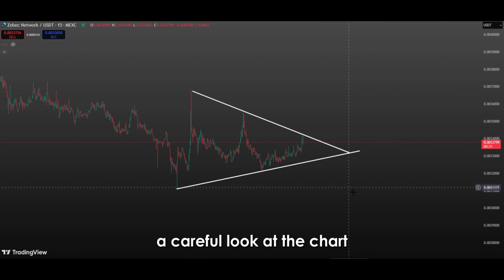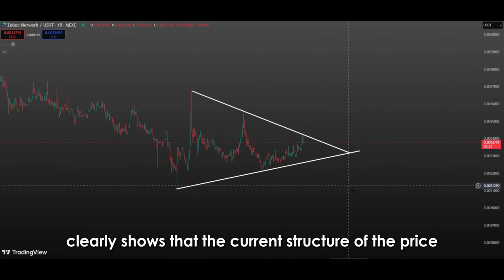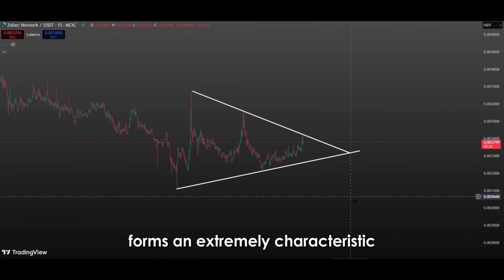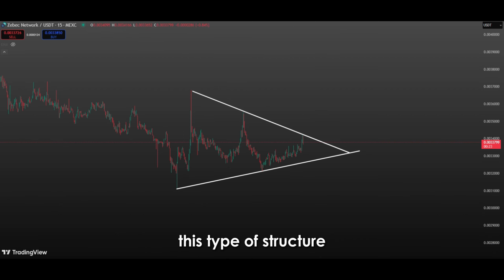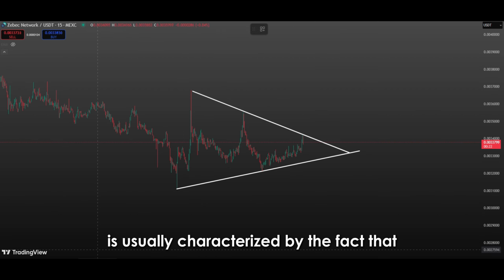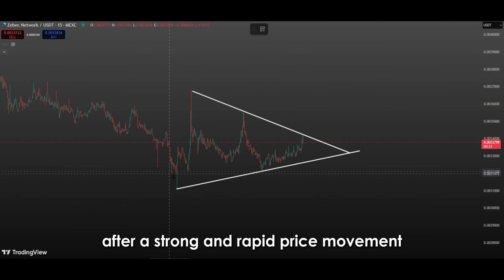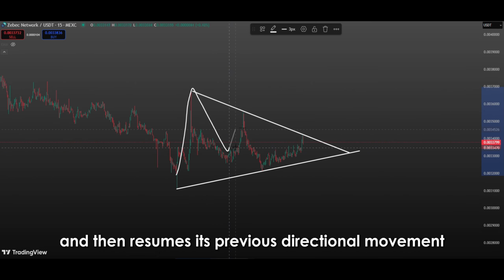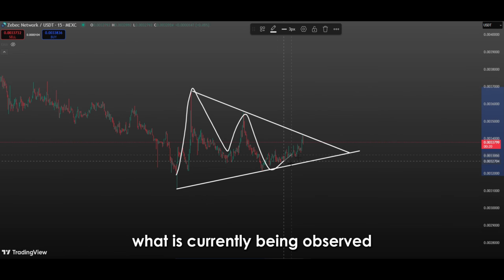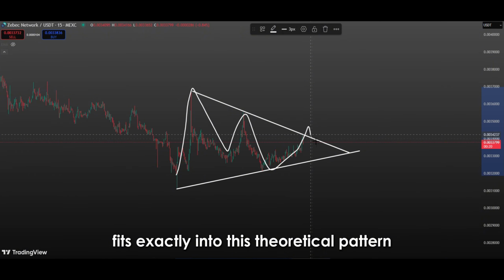A careful look at the chart analysis clearly shows that the current structure of the price forms an extremely characteristic technical pattern, the pennant pattern. This type of structure is usually characterized by the fact that after a strong and rapid price movement, the market consolidates for a while and then resumes its previous directional movement. What is currently being observed fits exactly into this theoretical pattern.